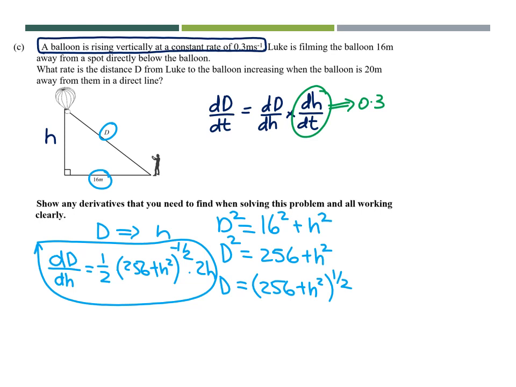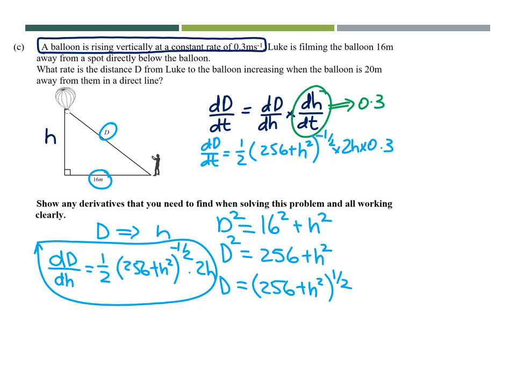So now all I've got to try and do is go, well, what is dD over dt is equal to a half of 256 plus h squared to the power of negative a half times 2h times 0.3. Put those as times. Happy with that? And then what I have to do now is just substitute in my h's, don't I?